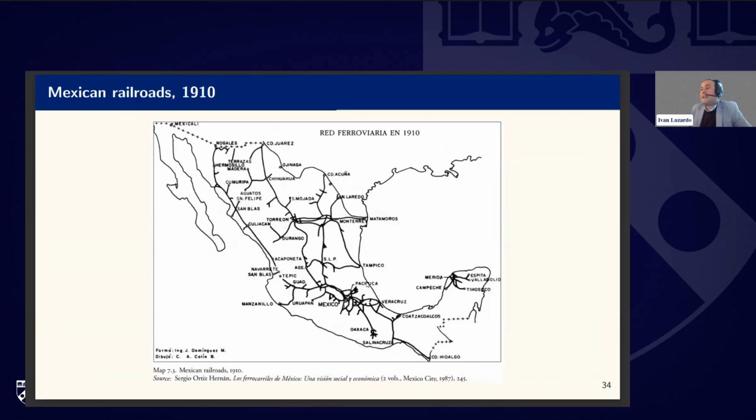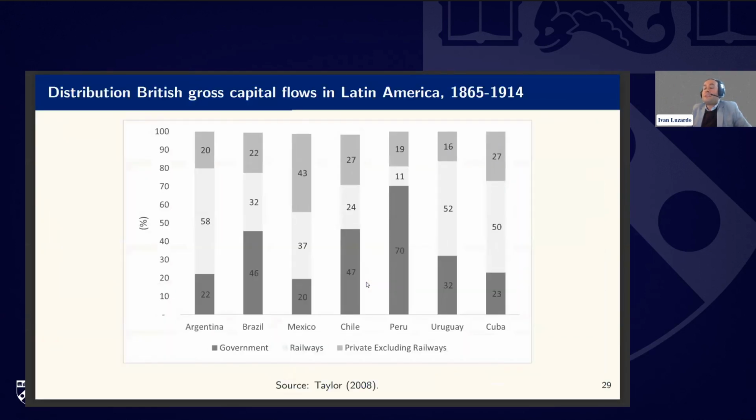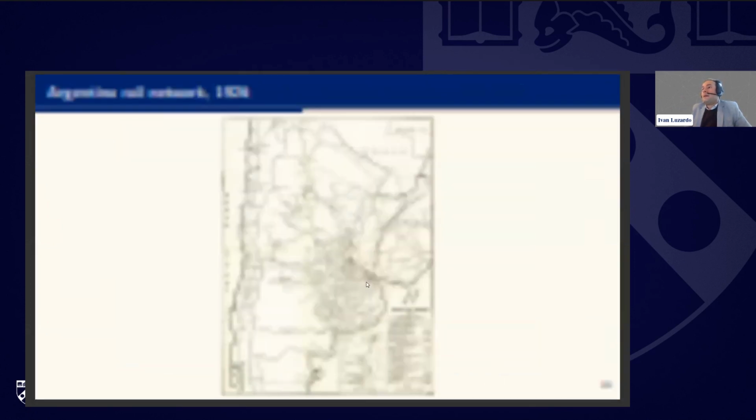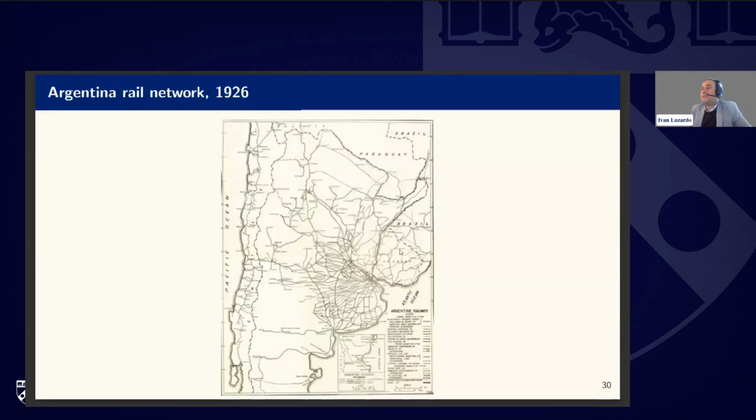But in general terms, in Latin America, we see an expansion of railroads that is quite connected with the large expansion of foreign investment, capital inflows, and particularly British investment is behind all this transformation. I show it here: Argentina's main station, the Estación Retiro, that basically was the main station for all this large rail network.